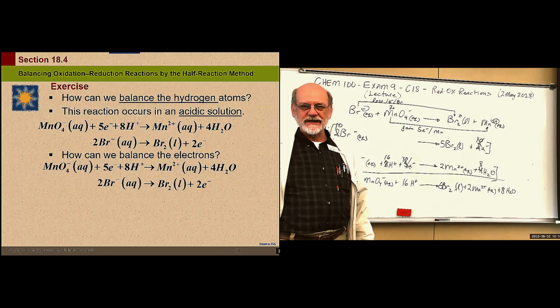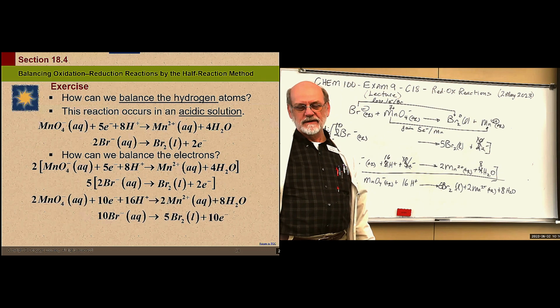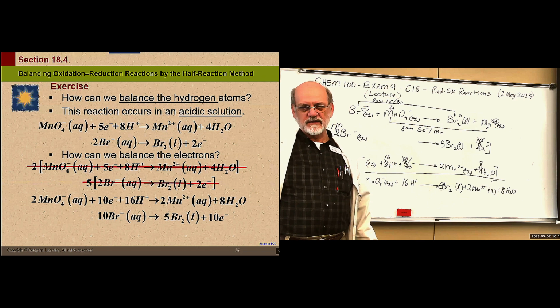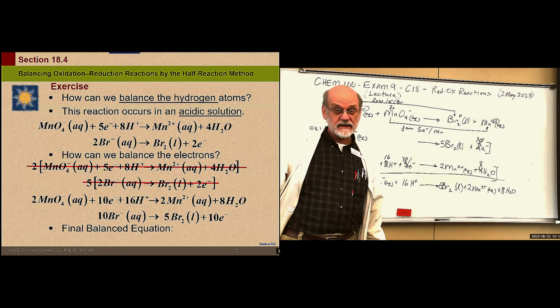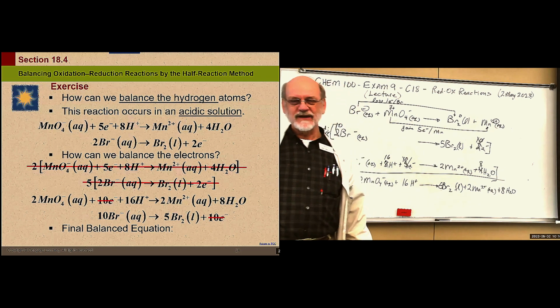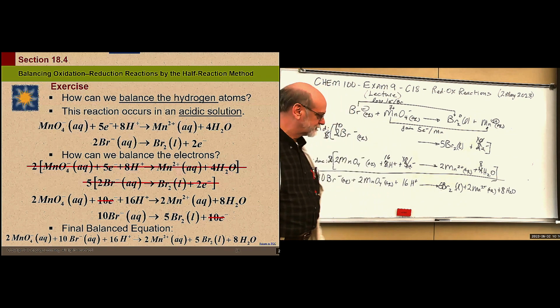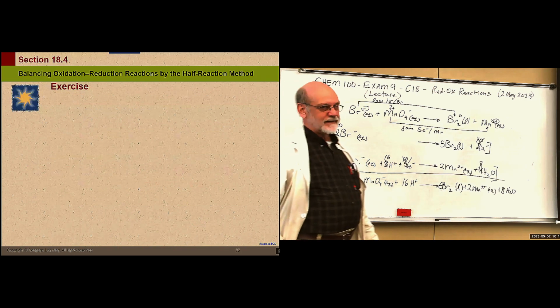All right. Then we balance electrons with our multipliers. And then we add them together. And that looks like it. Oh, we didn't get rid of the electrons. Get rid of the electrons. And there we go. That's our final balanced equation.